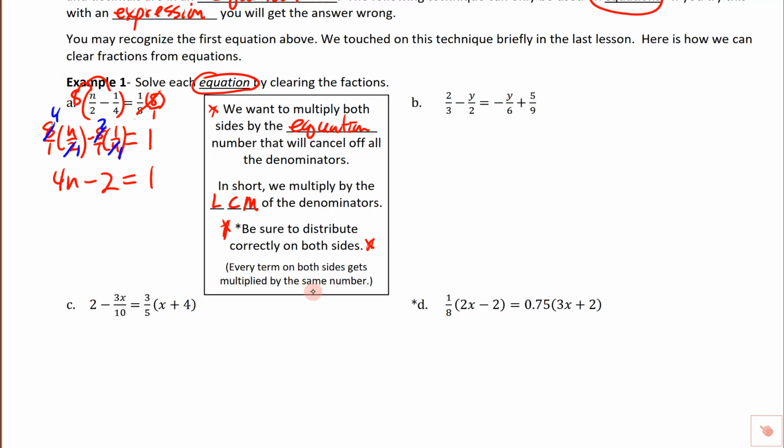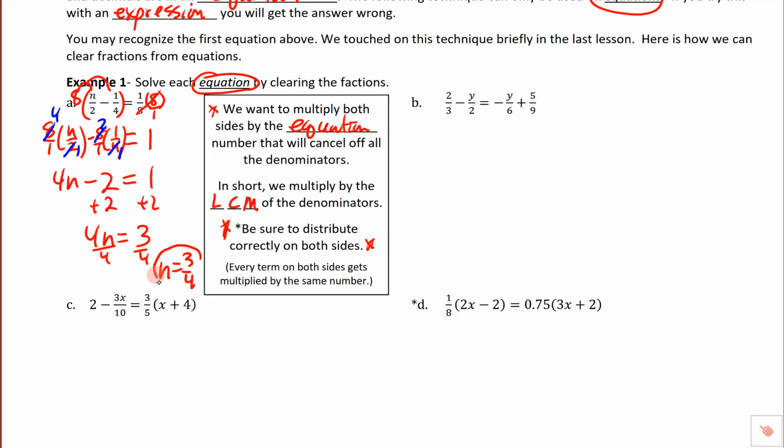So when we get to here, now it's pretty easy. We're just going to go solve this like we normally would. And we end up with 4n on this side. And we end up with, let's see, we end up with a 3 here. And then we finish it off by dividing. So we end up with n equals 3/4.